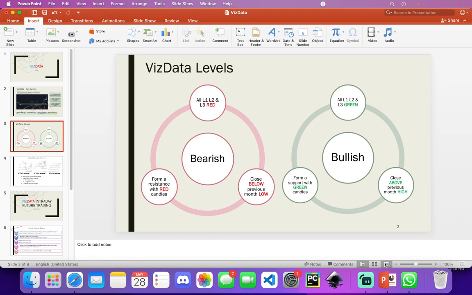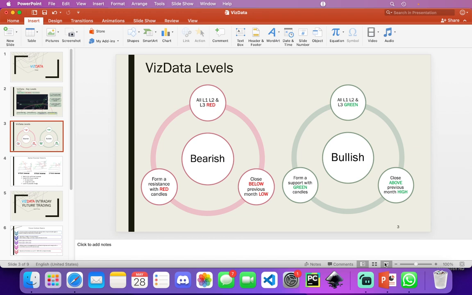Very simple conditions. All our L1, L2 and L3 should go red, right? The L1, L2, L3 are the West Data key levels based on the price action and the speed of the market. And then the next condition is close below the previous month's low, right? And the final condition is form a resistance with the red candles. So form a resistance below that previous month's low with the red candles.